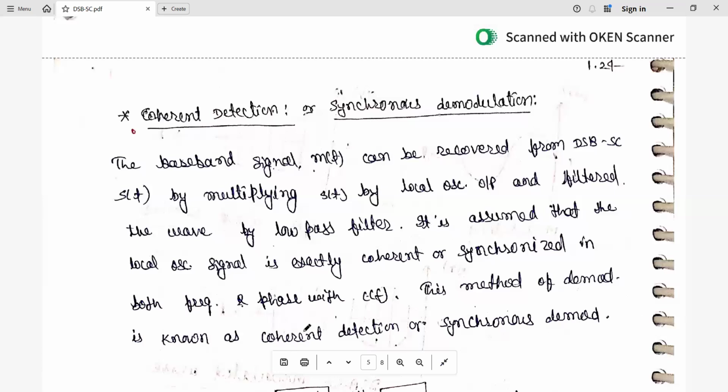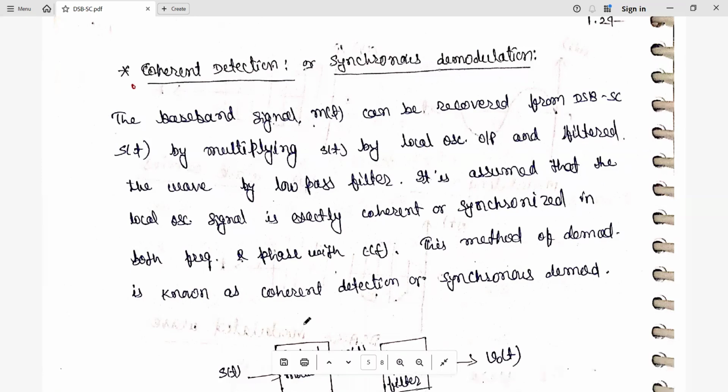So this is how we are able to generate the DSB-SC signal with the help of the balanced modulator as well as the ring modulator, and the ring modulator is also called the double balanced modulator.